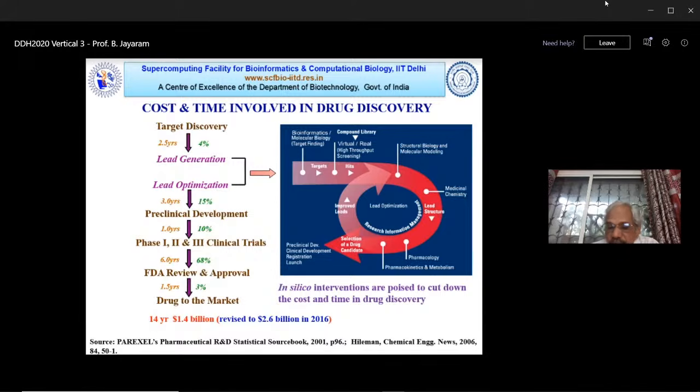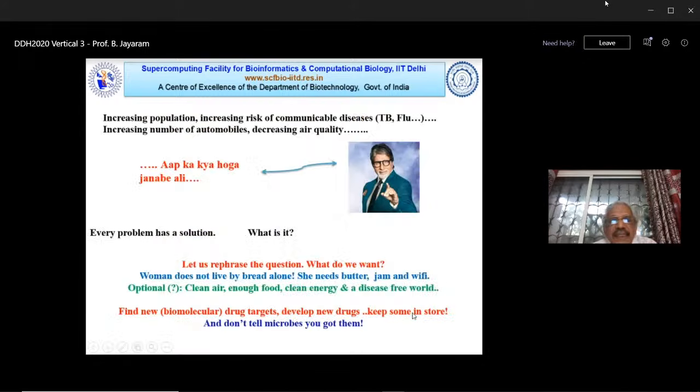Right? So this is where I hope that the newer technologies, especially the combination that I was mentioning to you, chemistry, biology, and IT, can help accelerate the drug discovery process. So in silico interventions are poised to cut down on the cost and time involved in drug discovery.